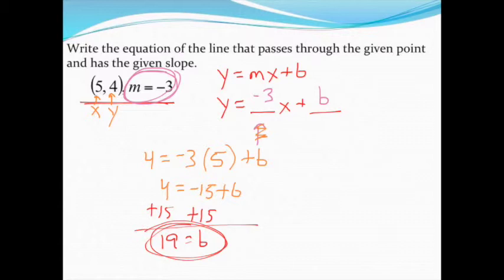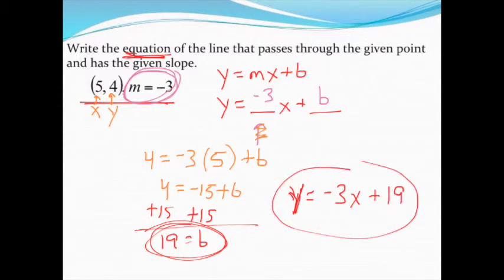Don't forget what you're trying to do with this problem, though. The question was, let's find an equation of a line. So knowing that b is 19 is helpful, but it's not the answer. I want to go back and write my equation. My equation will always have y and x in it. So I'm going to say y equals, the slope I found at the beginning was -3. Well, I didn't really find it, they told me that. And then my b value, which I just calculated, is 19. So there is going to be the equation of the line that has a slope of -3 and passes through the point 5, 4.